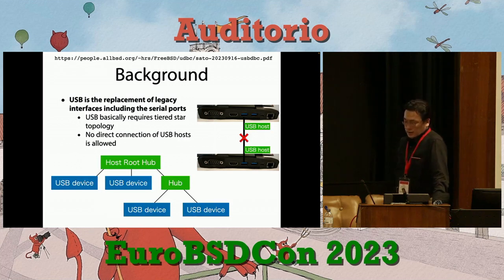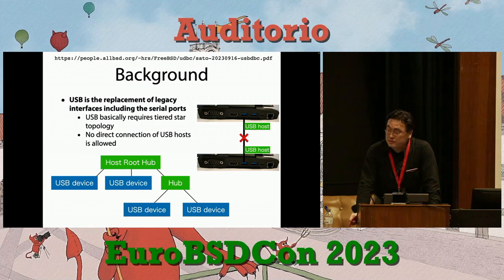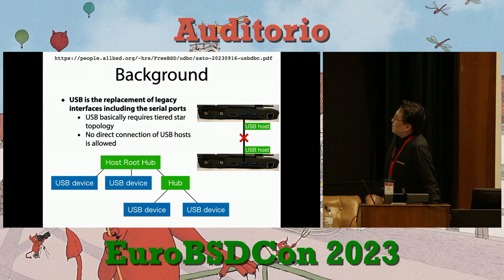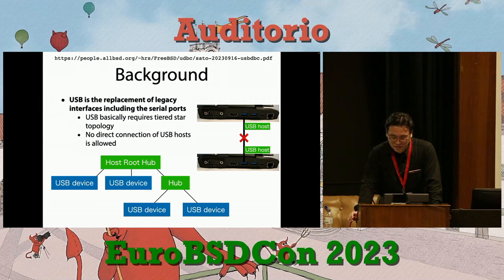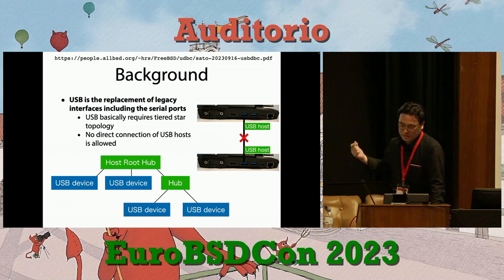So USB is actually the replacement of the legacy interfaces, including the serial port. If this is a truly a replacement of the legacy serial port, we want to use this as a tool to get the connection between two machines. But a direct connection between two USB ports is not allowed, at least in the USB 2.0 specification. Recently, the Type-C connector-based USB specification allows this kind of connection, but basically USB relies on the connection topology, the so-called tiered star topology.